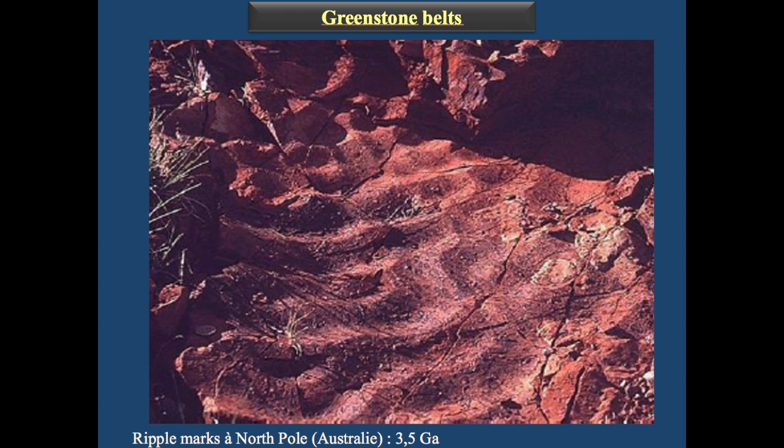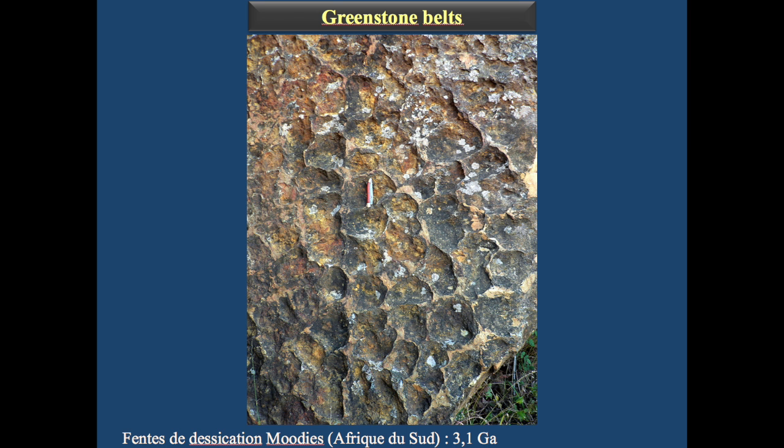We can find also in this kind of environment ripple marks and some mud cracks. These are mud cracks. And of course, these mud cracks indicate that at least some part of the continent was emerged, because we need evaporation of water in order to produce this kind of feature. And so there were at least some parts of the continent that were emerged.